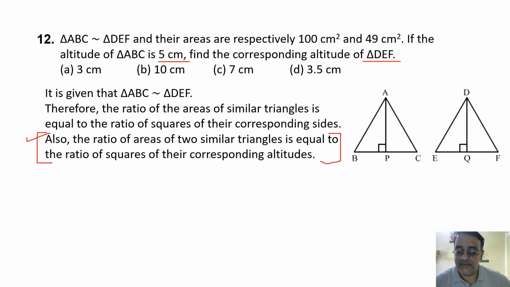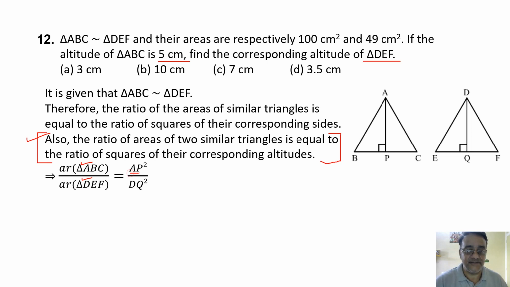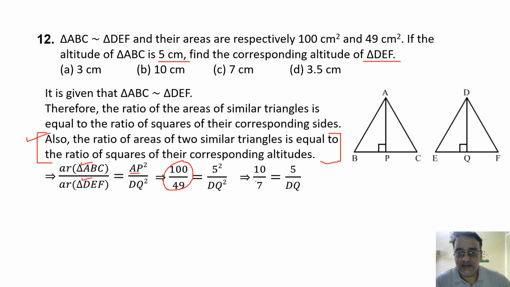Now area of triangle ABC upon area of triangle DEF will be equal to AP square upon DQ square. Right? And this is 100 and this is 49. And which value is given? This AP is given 5. Now 100 upon 49, square root, 10 by 7. Now cross multiply, 5 into 7 by 10, that is equal to DQ. So 5 into 7 is 35 by 10. Final answer 3.5. Very good.